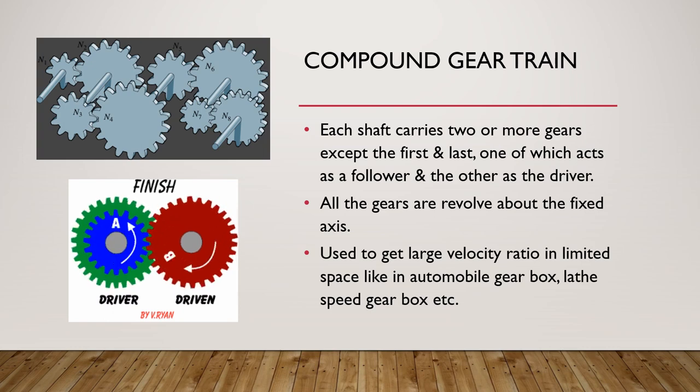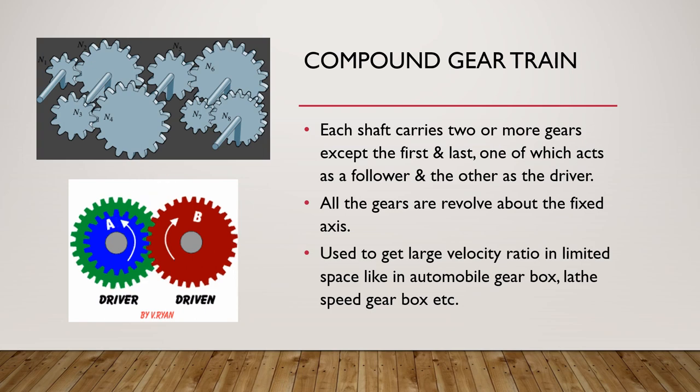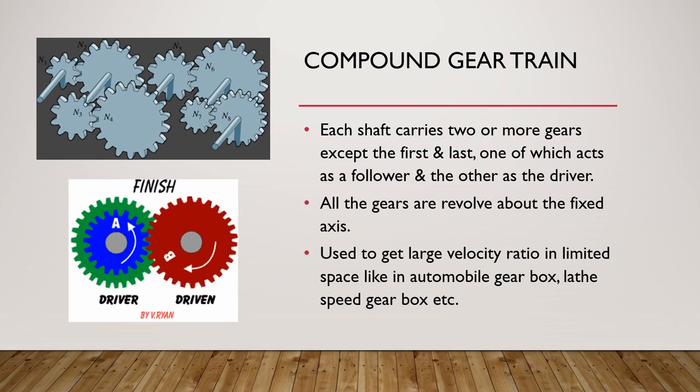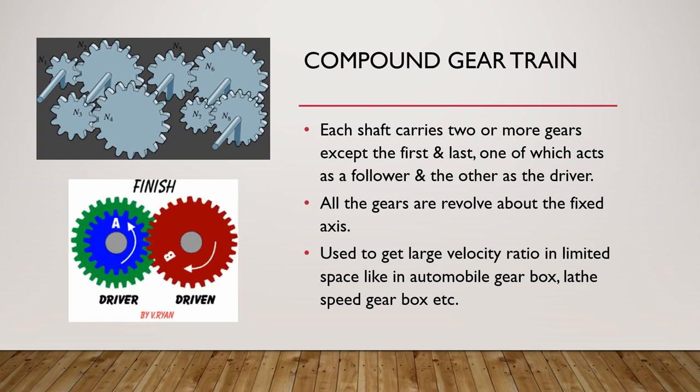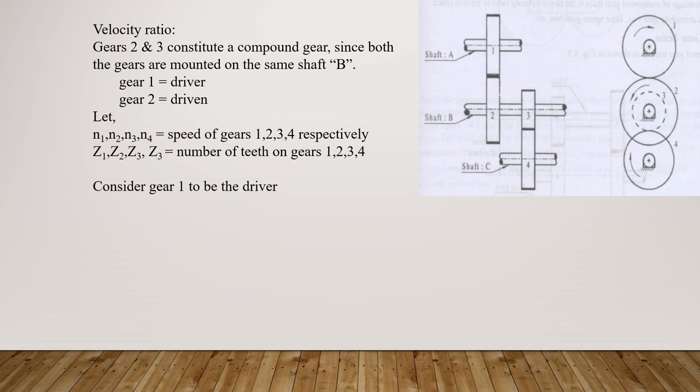This is usually used to get a large velocity ratio in a limited space, usually in a gearbox or in the lathe speed gearbox. We make use of this compound gear train. So in a smaller space you can combine many gears so that you get a higher value of the velocity ratio. N1, N2, N3 and N4 are the speeds of gear 1, 2, 3, 4 respectively. Same way Z1, Z2, Z3, Z4 will be the number of teeth in gear 1, 2, 3, 4.